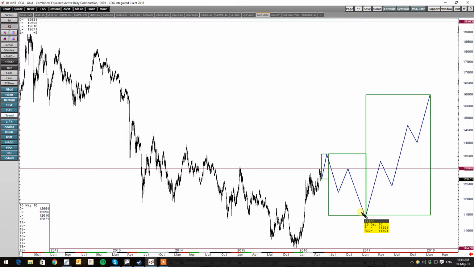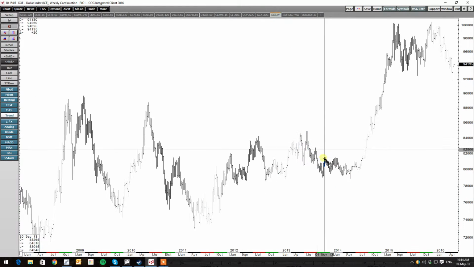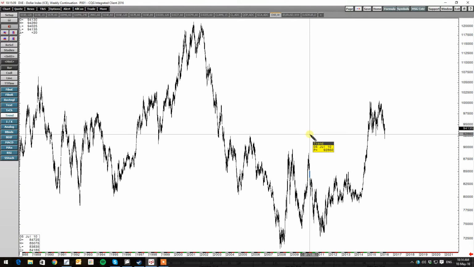This goes very well also with the dollar. So now let's look at the dollar. So this is a weekly chart of the dollar index. Dollar index is composed of various currencies. Mostly it's the euro, then Japanese yen, then sterling, Canadian dollar, Mexican peso, and others.